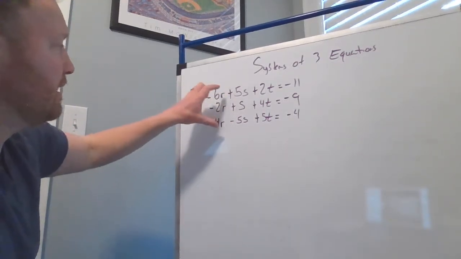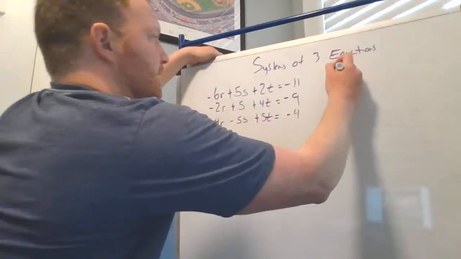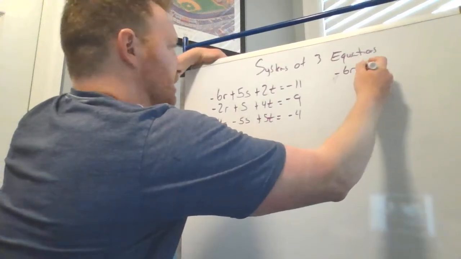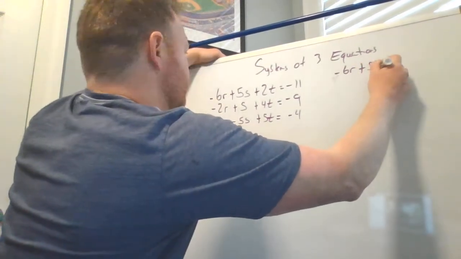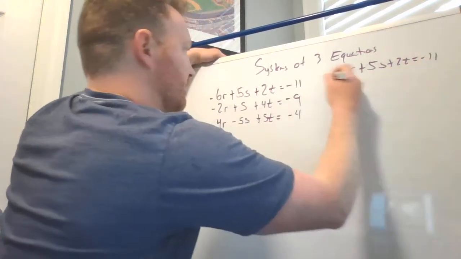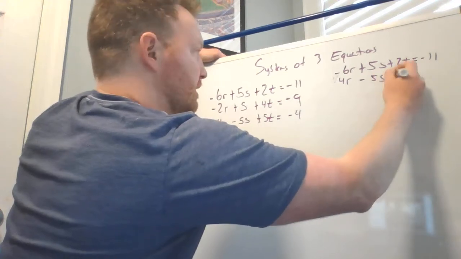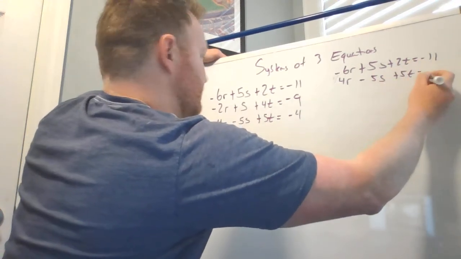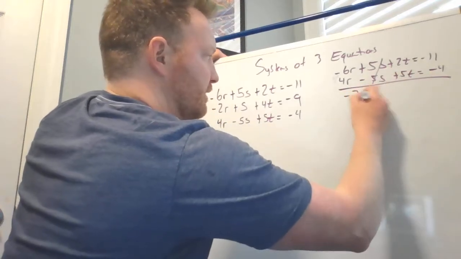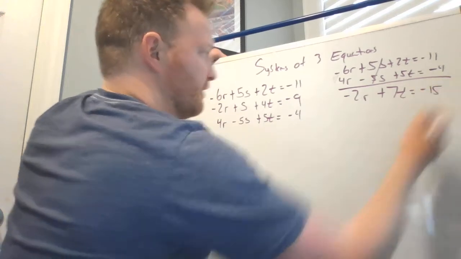I'm going to do these 2 first off to the side over here. So I'm going to do negative 6r plus 5s plus 2t equals negative 11, and also 4r minus 5s plus 5t equals negative 4. And we know these cancel, I'm left with negative 2r plus 7t equals negative 15.